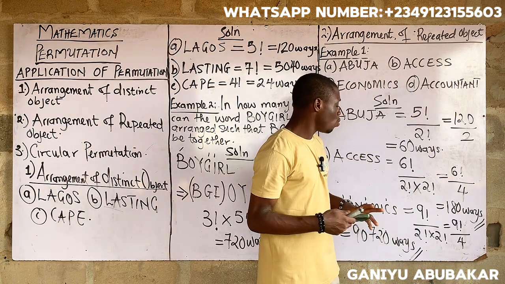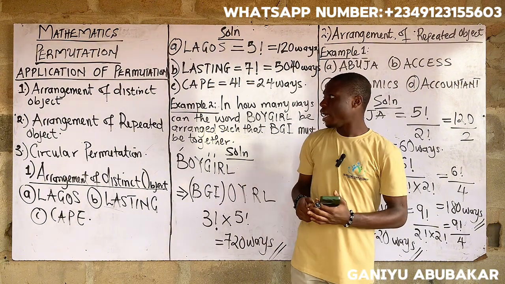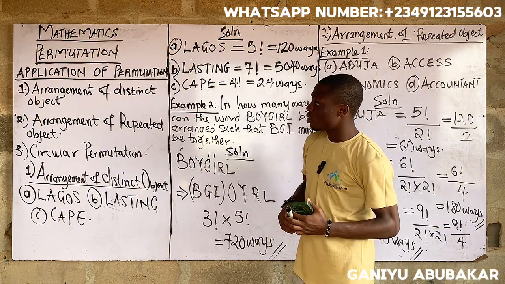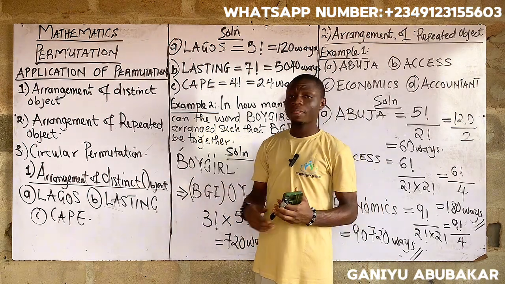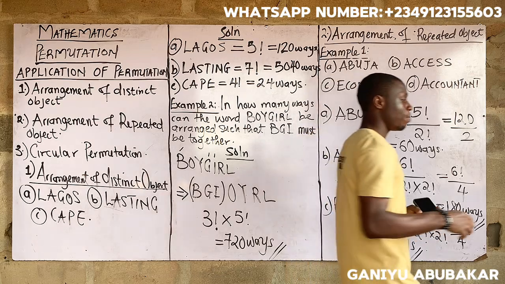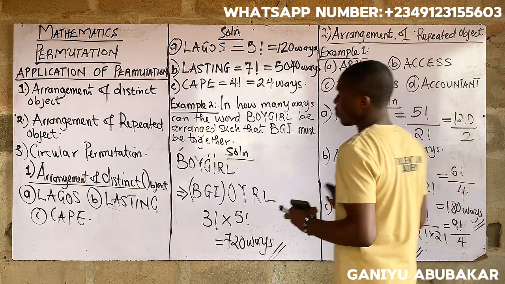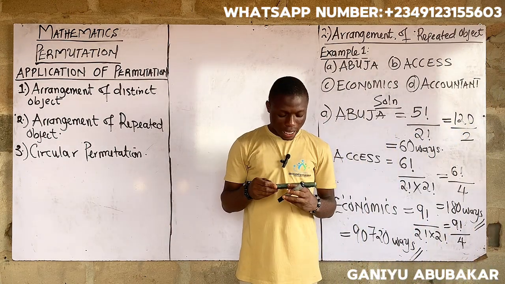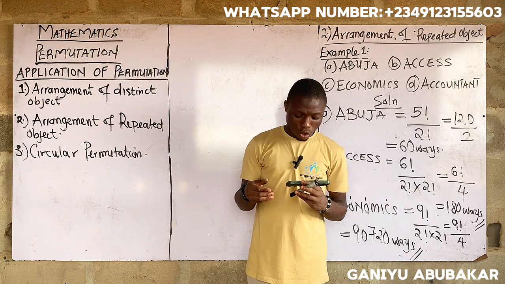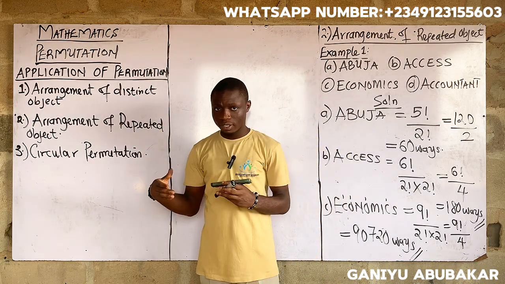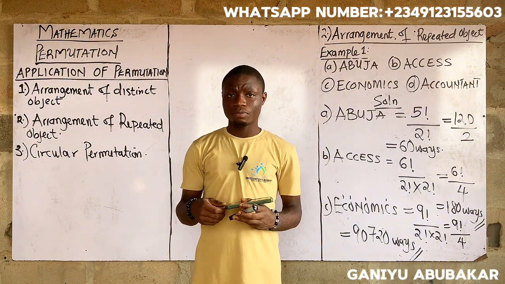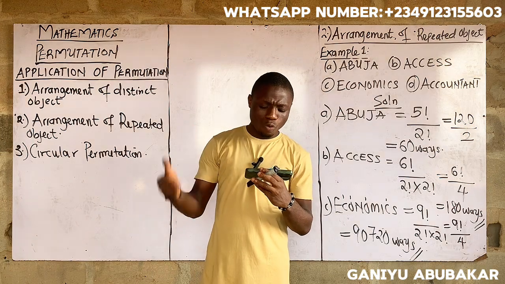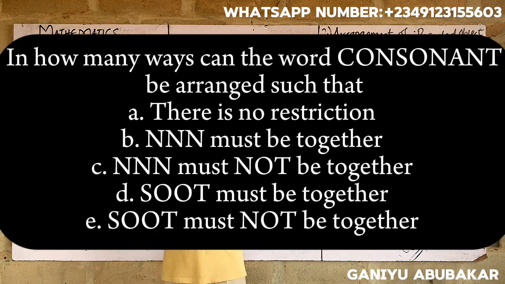All right, let's do one last example under the application of permutation under the arrangement of repeated objects, and then we'll move to the last application, called circular permutation.